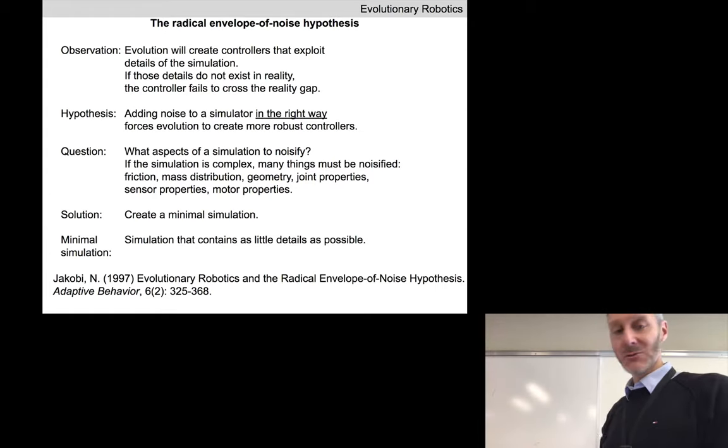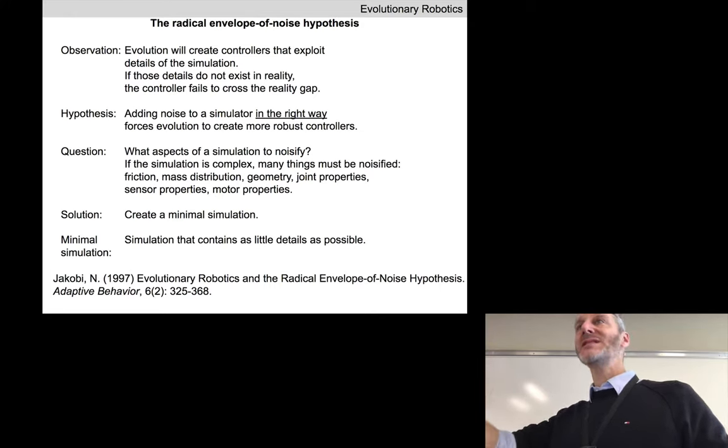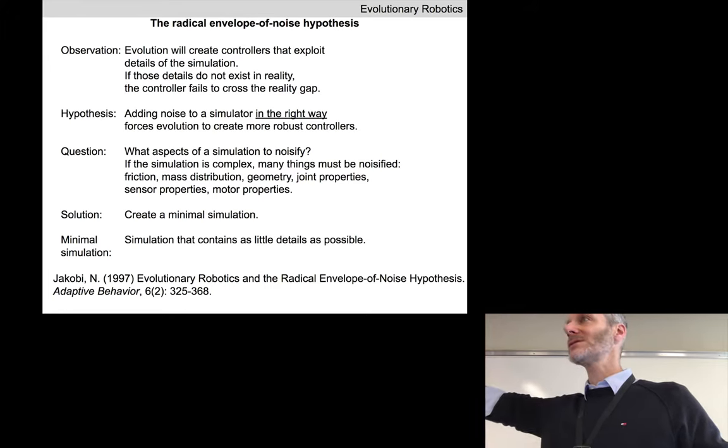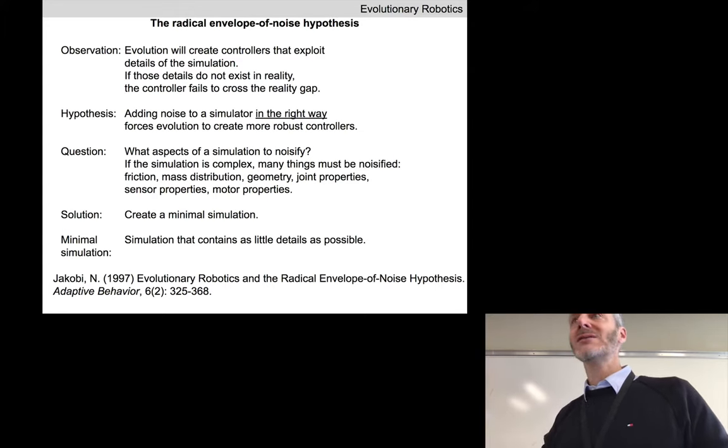The hypothesis, which again occurs to many people since then, is that adding noise to the simulator might help because evolution is not able to latch on to any specific detail which may be wrong in reality, and that detail is constant from one simulation or one evaluation to the next. But I've underlined here adding noise in the right way. So this is still an open problem because obviously it makes sense to add noise, but where? Where in the simulation should we add the noise?